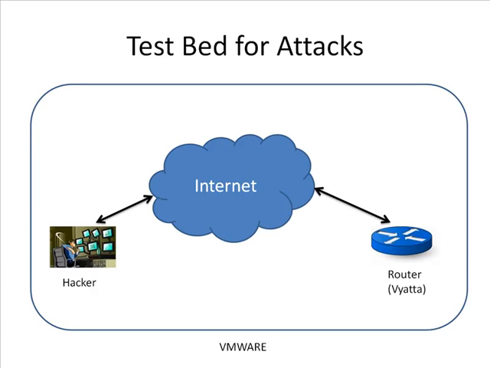So here is our test bed for the attacks. Everything is going to be run inside VMware, simply because I cannot afford a 7600, which might run into a couple of $100,000. In this VMware environment, we are going to have a software-based router using Vyatta, and then a hacker machine, which will be a BackTrack machine. Both of these would have connectivity using the IP layer.